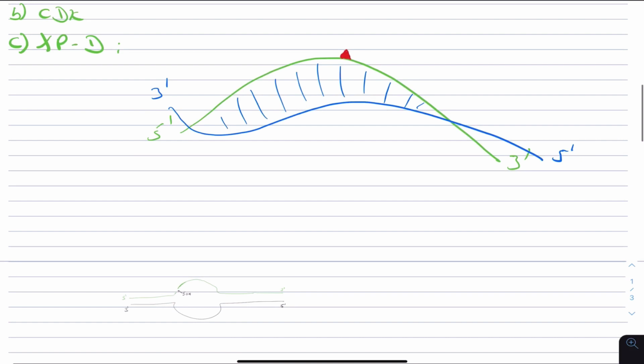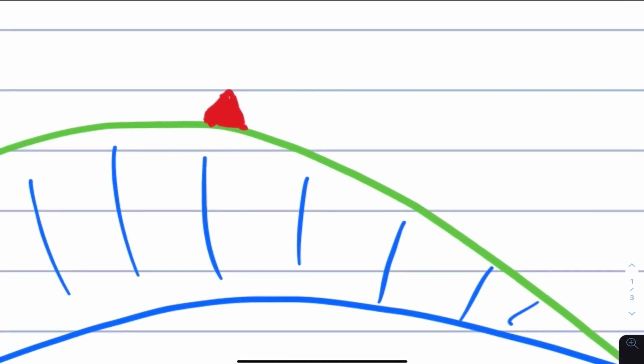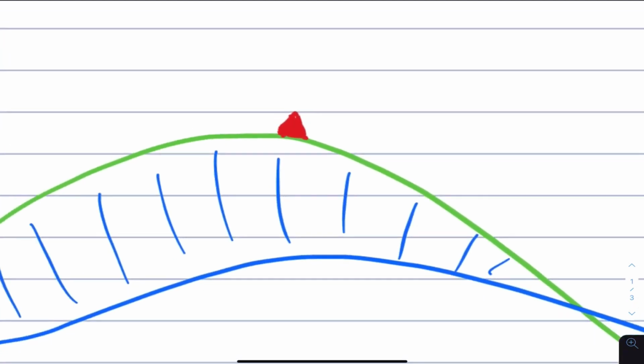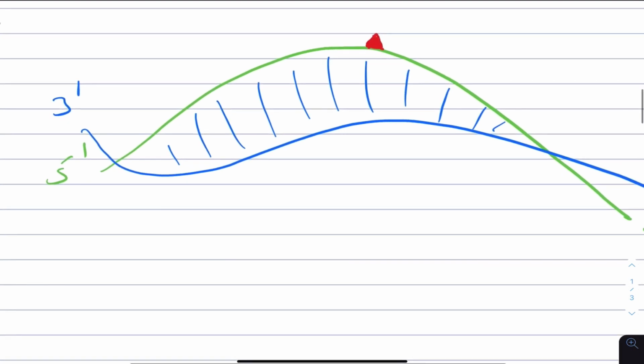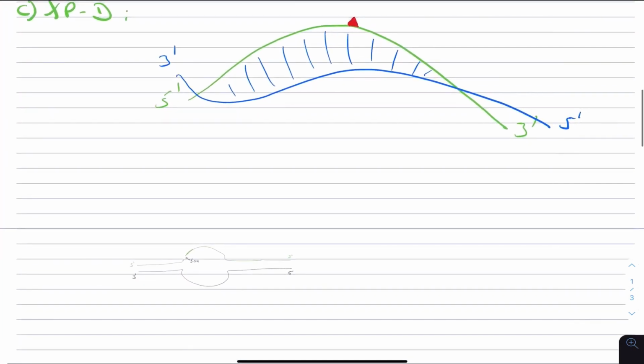So now, to streamline this along, I took the liberty of drawing this out, or I just made this a little bit bigger. Remember, this red triangle represents the lesion that's present. This is the part that's bad. So the first step is this. In the first step, let's write it down over here.